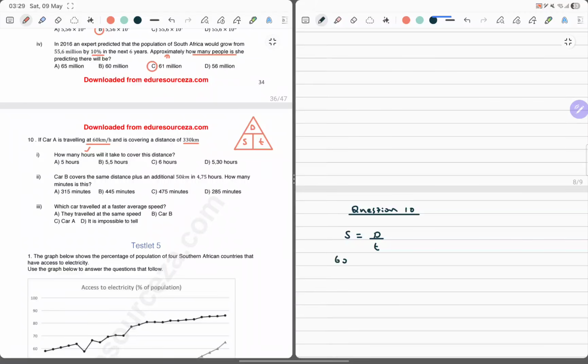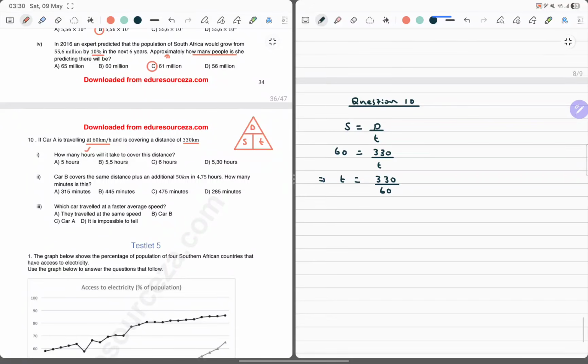Now the speed is 60. Distance is 330 over t. So we can clearly see from cross multiplication, t is going to be 330 over 60. As you would know, time is distance over speed. Right, so we have a situation straight up. But again, you know how these things work. You should know these things. This one already goes with that one. No questions asked. If you ask any questions, you are dead.